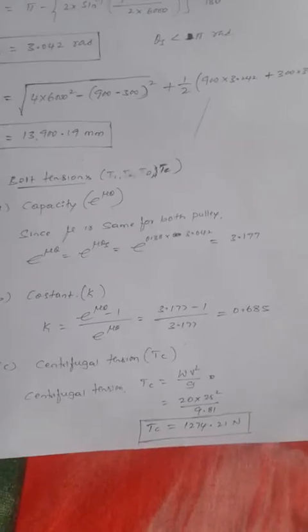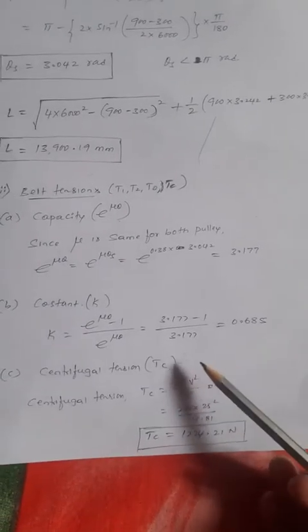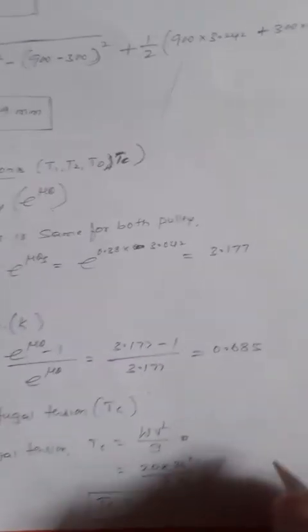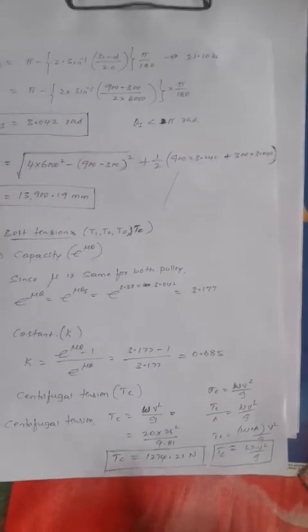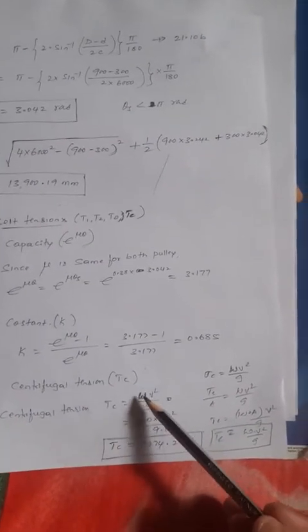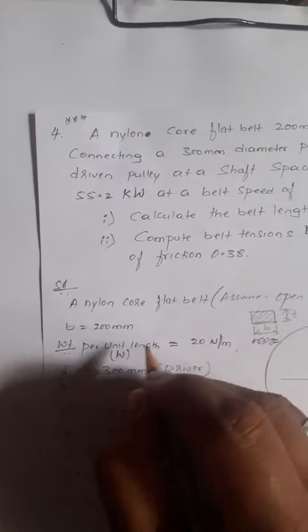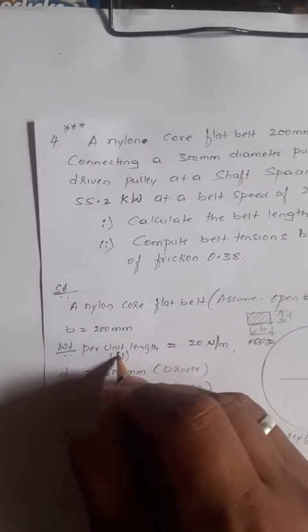The centrifugal tension Tc is equal to this value. Now, as you know, sigma c is equal to this. Now how do you get this formula? Tc is equal to small w v square by g. Small w is nothing but weight per unit length. It is not capital W, it is considered as a small w.